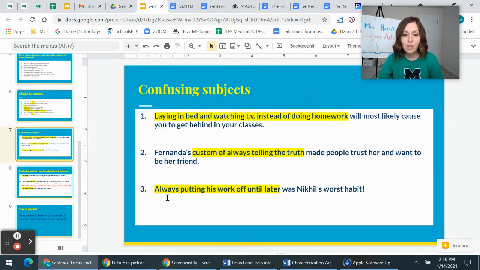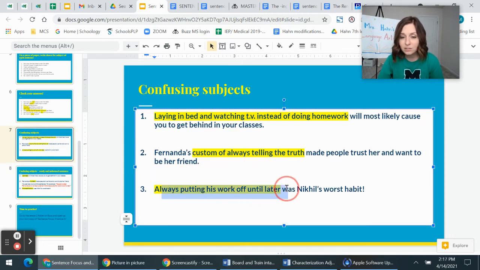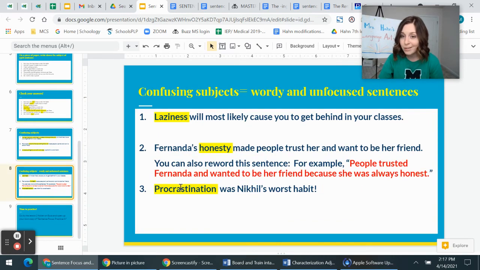Here's our third one. Always putting his work off until later was Nikhil's worst habit. That sentence makes sense, but it's really wordy and unfocused. So I'm going to replace this entire phrase with the word procrastination. Procrastination was Nikhil's worst habit. So by replacing that really wordy subject, it makes our sentences more focused.